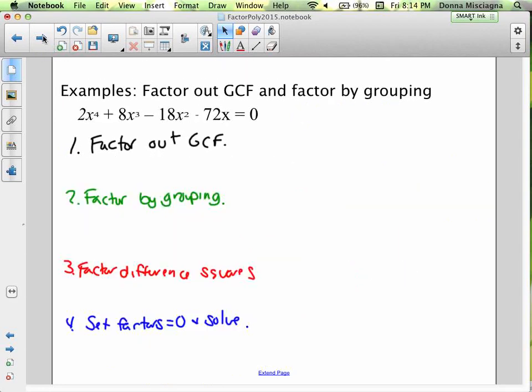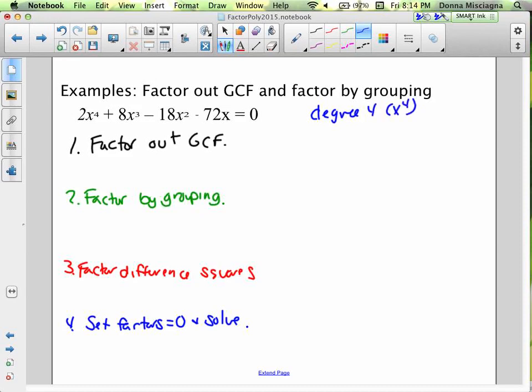All right, so let's take a look at this one. It also has a greatest common factor. Right, so we have degree 4, because we're in x to the 4th, right, and we're expecting 4 solutions.